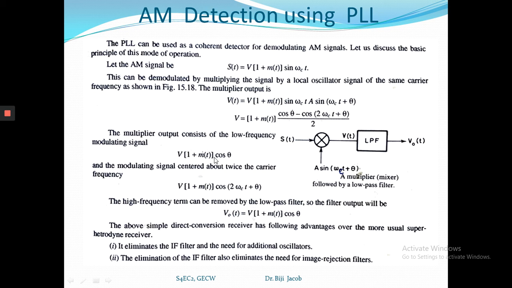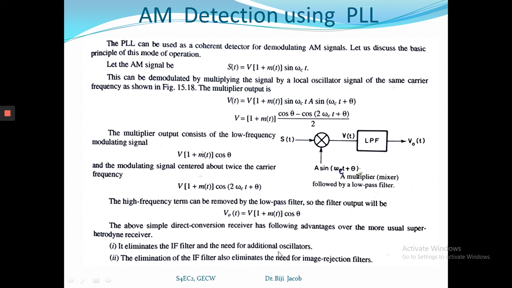AM, 1 plus m(t) into cos theta. So that has got the original modulating signal and the phase shift. This high frequency component will be eliminated. That's the basic principle of coherent detection. So if you can multiply the AM signal with the original carrier frequency, you can get a demodulated signal. The advantage is that it eliminates the intermediate frequency filter and there is no need for an additional oscillator.